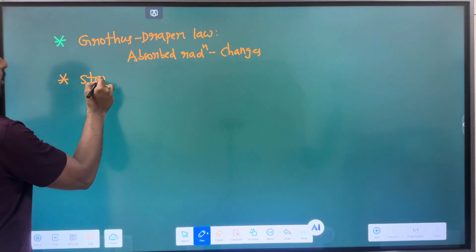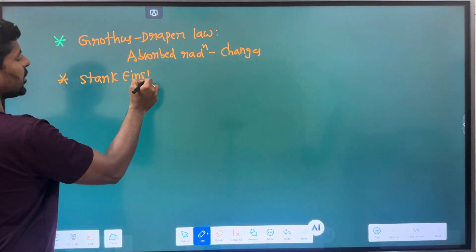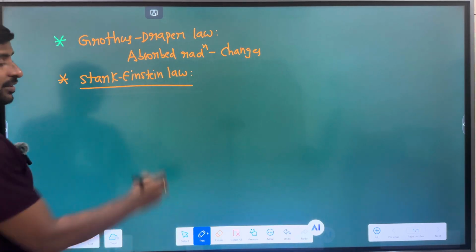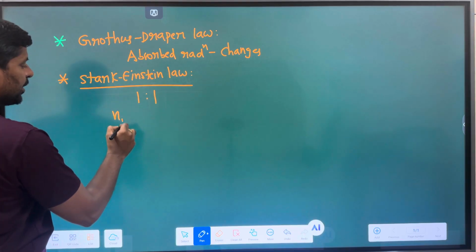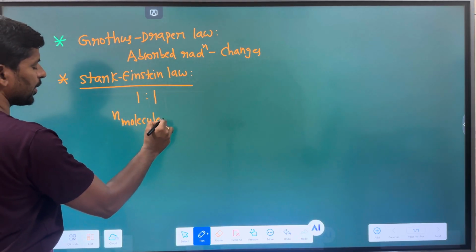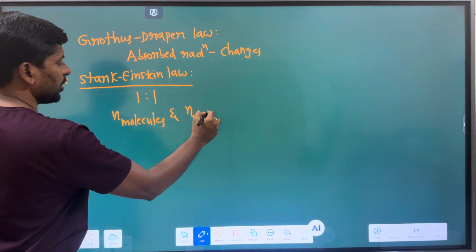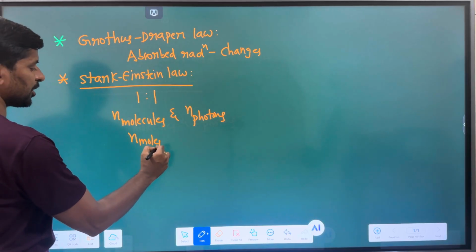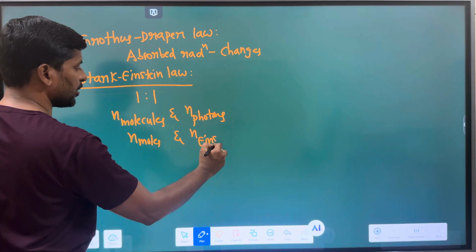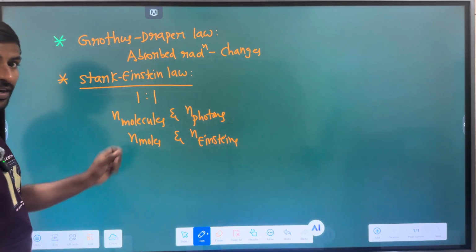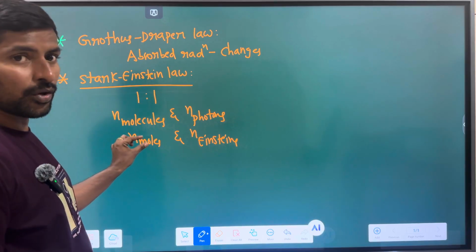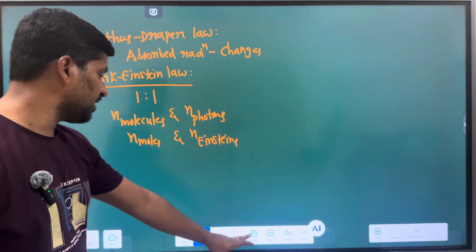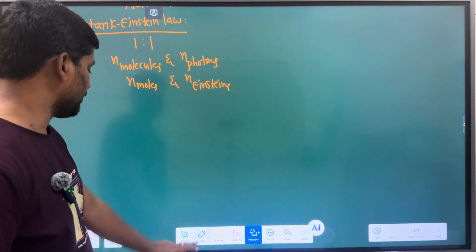Next, the Stark-Einstein law of photochemical equivalence. According to this law, there exists a 1:1 relationship between the number of molecules participated and the number of photons absorbed, or the number of moles participated and the number of Einsteins absorbed. So each molecule participating absorbs only one photon, or each mole of reactant participating in the reaction absorbs one Einstein only. That is called the Stark-Einstein law of photochemical equivalence.